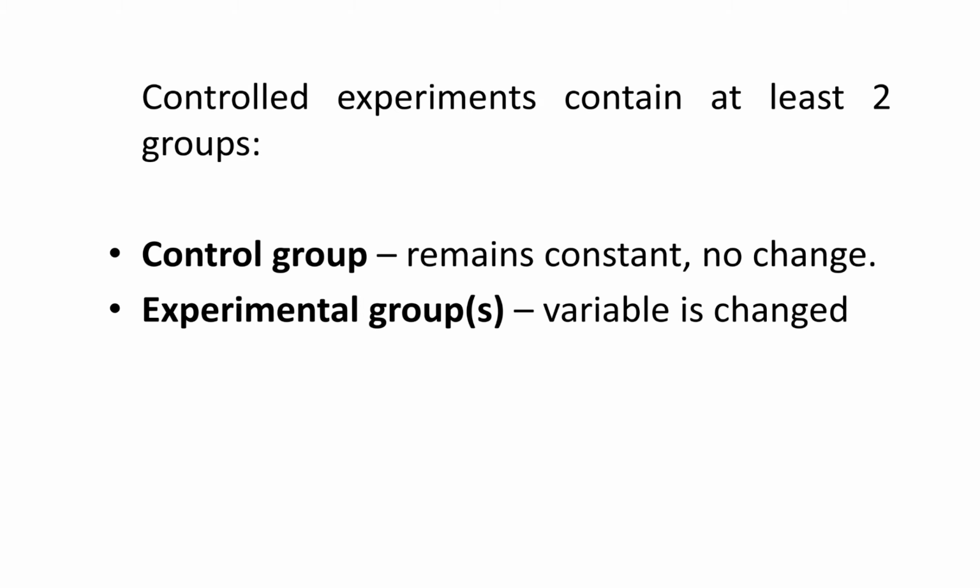Okay, these notes are the controlled experiment notes. Controlled experiments contain at least two groups. There's a control group. That's the group that remains constant, no change. So you're not doing anything to it, okay? The experimental group is the one where the variable is changed.